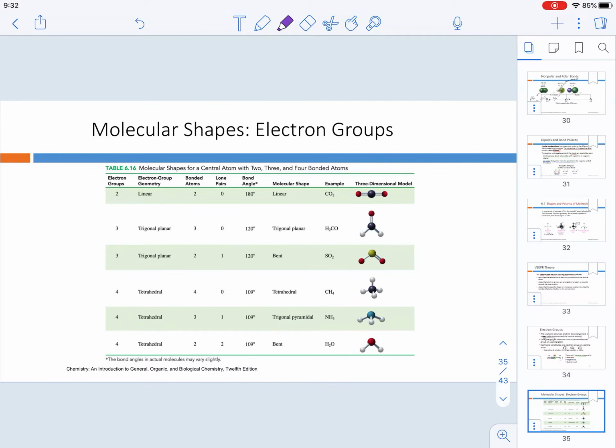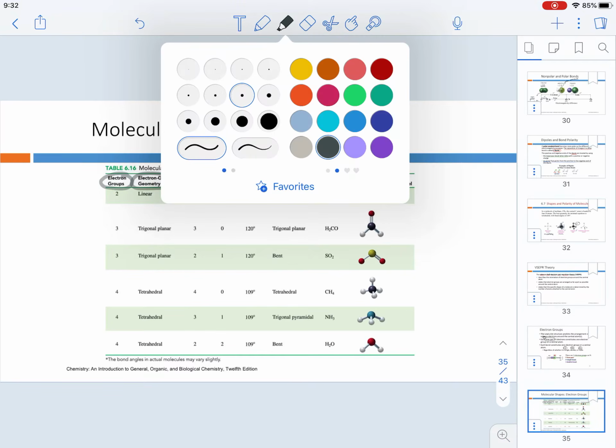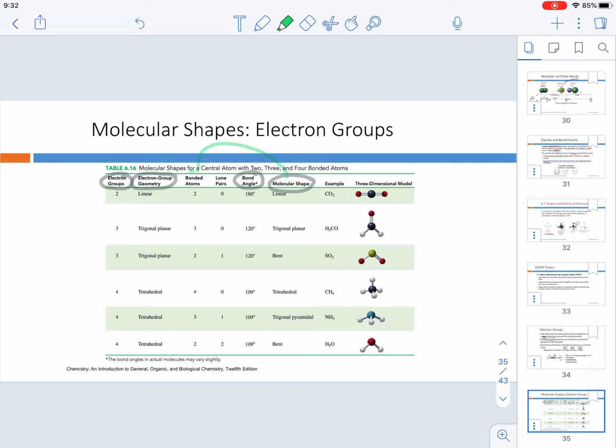When it comes to VSEPR theory, from table 6.16, what you mainly have to focus on is the electron groups for a particular molecule, electron group geometry, bond angle, and molecular shape. These are going to be the main things. Now, understand that molecular shape is going to be dependent on the number of bonded atoms and also the lone pairs. So it is important that you know how to read this table when you're trying to determine the electron group geometry for a molecule, its bond angle, and its molecular shape.